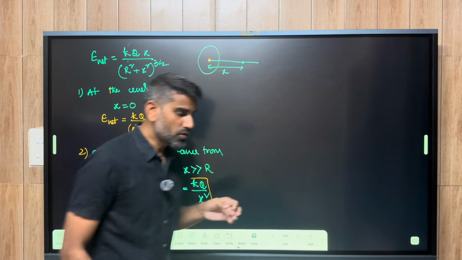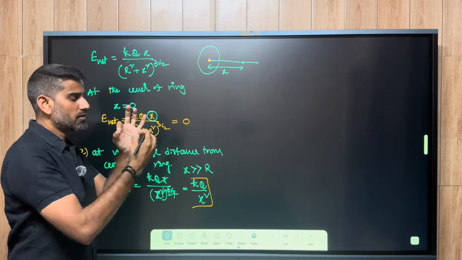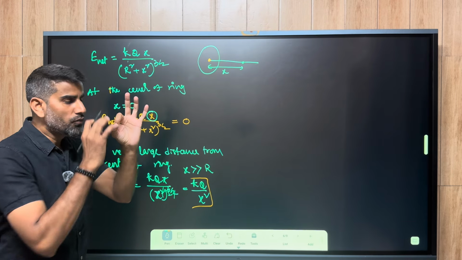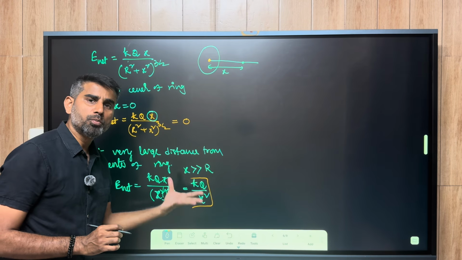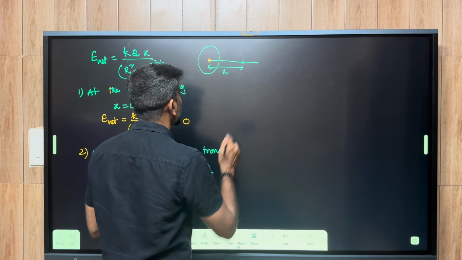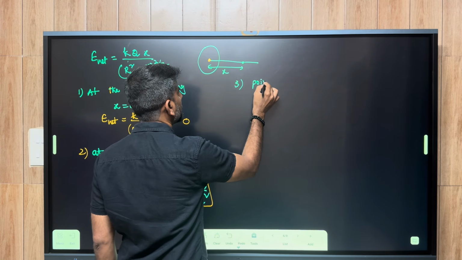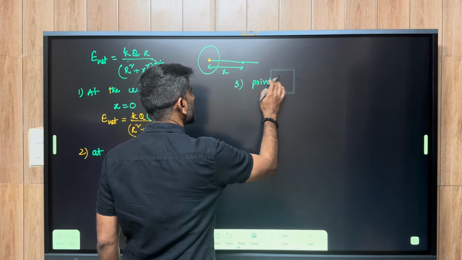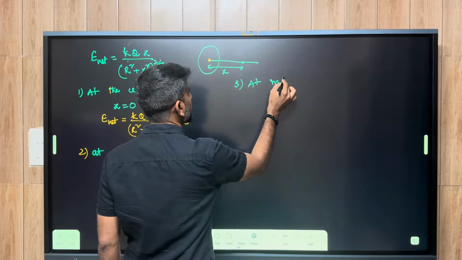So if the ring is here, and I go to a farther distance from the ring compared to the radius of the ring, when this x distance is very large, then this ring will appear as a point charge. That is the reason we have got the electric field due to a point charge result here. Okay, this is the second case. Now let us look at the third case: the point is at infinity.